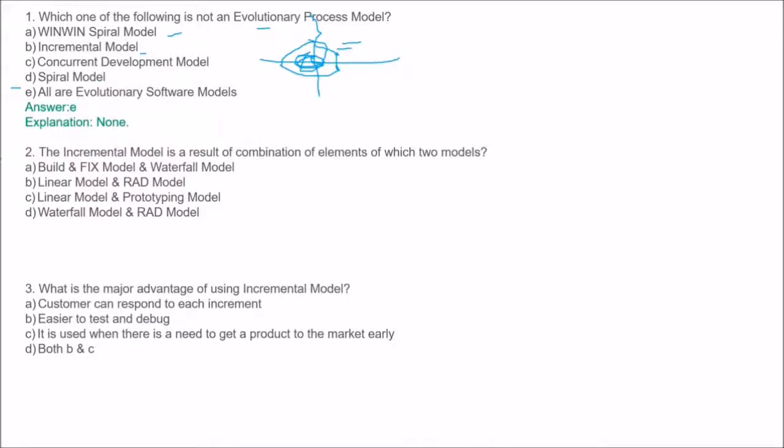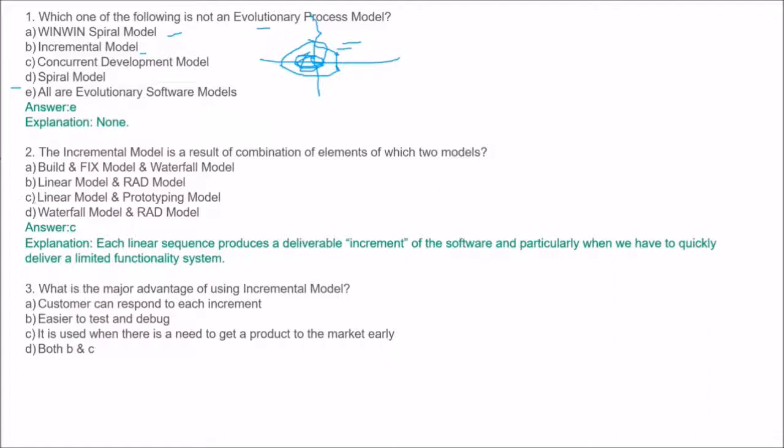The second is the incremental model is a result of combination of elements of its two models. In the incremental model, we make a certain thing or a software or product, then we increment it with respect to the requirements. So the answer would be C. Each linear sequence produces a deliverable increment of the software, and particularly when we have to quickly deliver a limited functionality system, we combine this linear model along with the prototyping model.